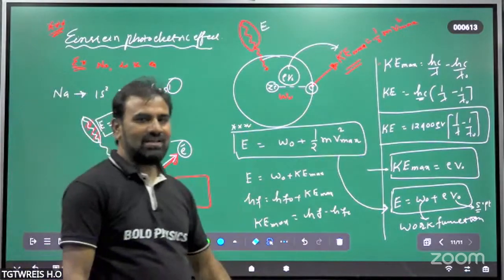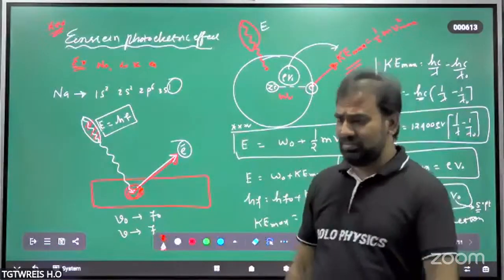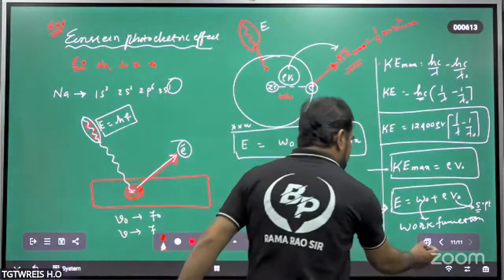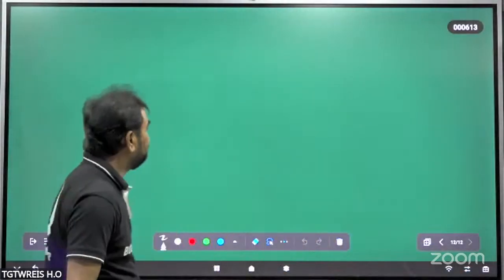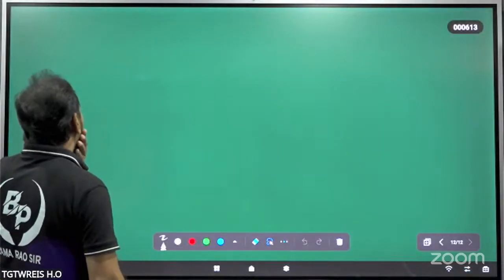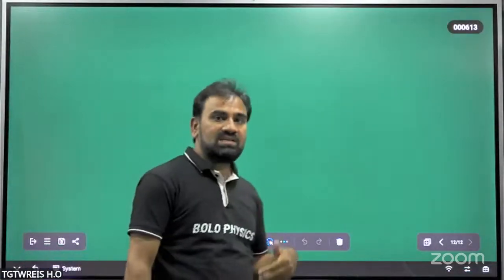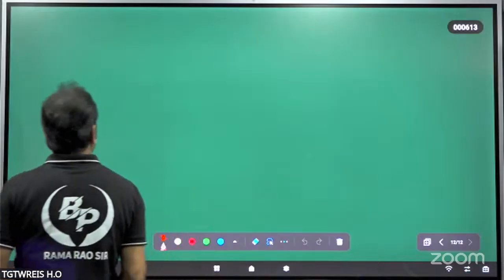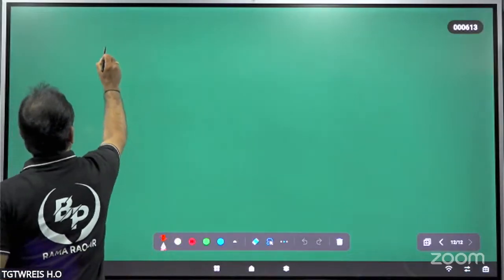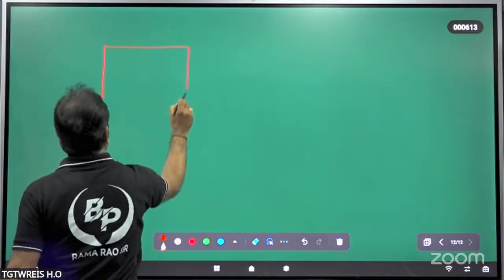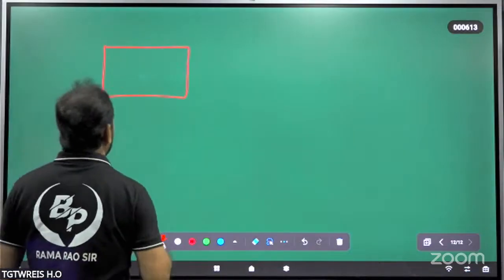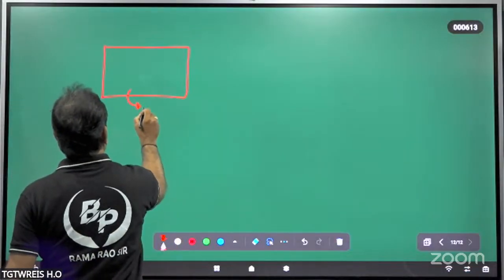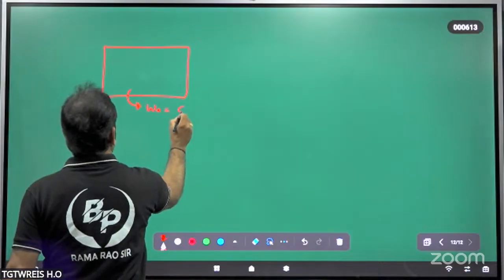Based on the concept, here are JEE Mains and JEE Advanced problems. By keeping the work function of a metal constant, suppose consider a metal. The work function of the metal would be kept constant. That is, work function omega naught is equal to constant.